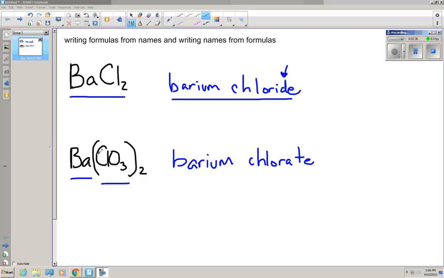So we end up with two compounds which have their own individual names. There's no other compound that can have the name barium chloride. There's no other compound that can have the name barium chlorate. Now I want to kind of skip gears a little bit.